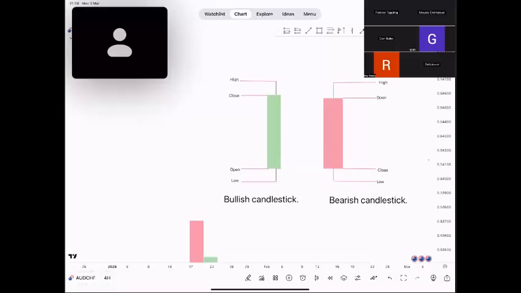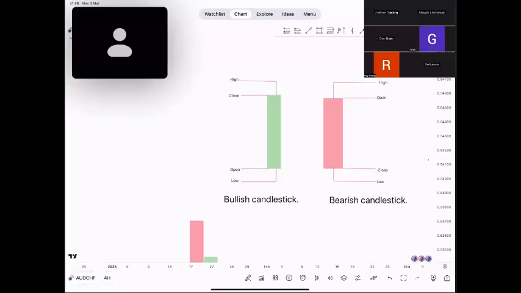For the bearish candlestick, the closing price is below the opening price. When you say something is below something, it means it is down. What comes to your head when you hear bearish? Down. The bearish market structure means that price is going to the downside. Right?